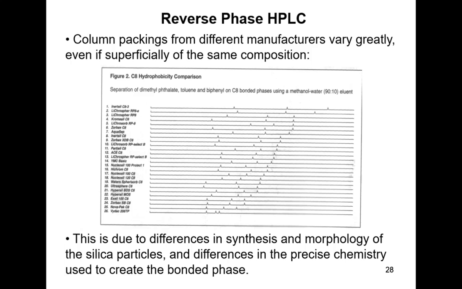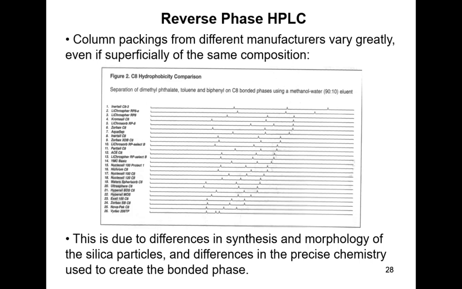What this slide is now showing is the effect of the precise manufacturing and packing process of the silica. So this is lots of different columns which are nominally the same. I think there's C8 bonded phase silica.